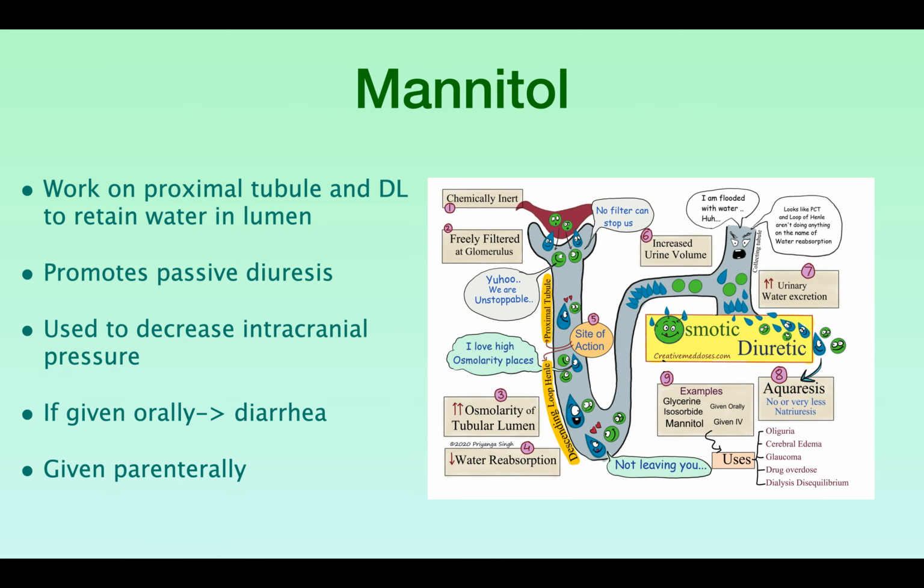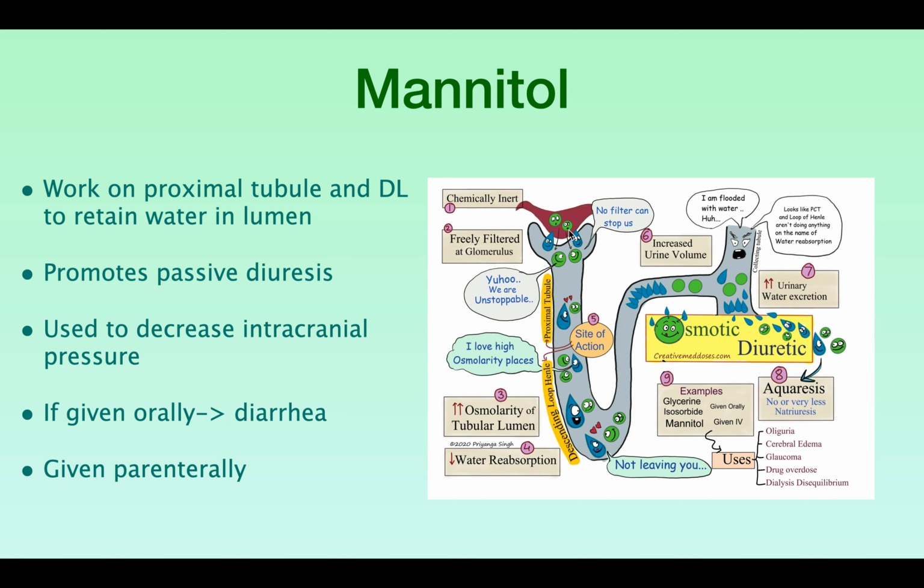So mannitol is going to work on the proximal tubule and the distal limb, to retain the water in the lumen. It promotes passive diuresis, and it's used to decrease intracranial pressure without messing around with any ion gradient, right? So if it's given orally, it doesn't work. It results in diarrhea. So you have to give it via IV.